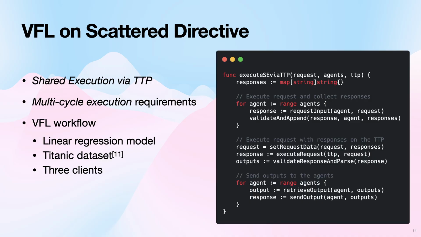First off, the shared execution via a trusted third-party archetype. Implementing this archetype required adapting Scattered Directive to allow for a number of organizations to provide data, and to provide output to that same number of organizations. We also needed to make it possible for the trusted third party to receive every single data input.